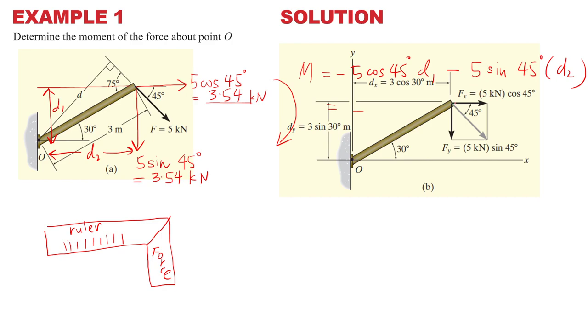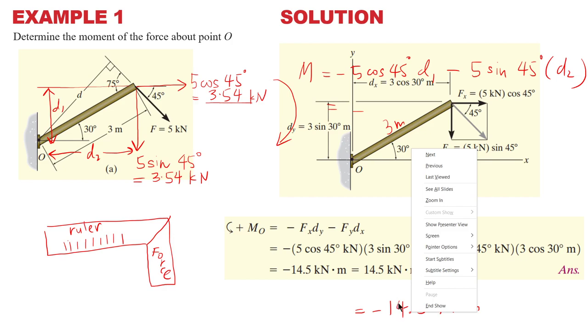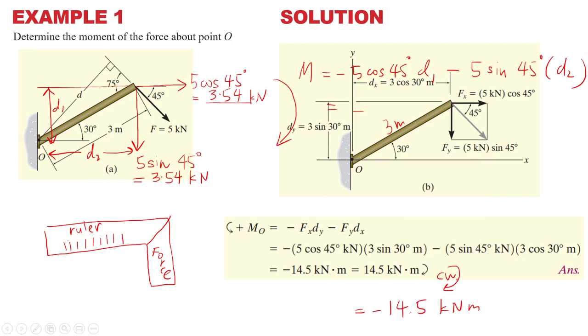Okay, I don't want you guys to get confused. 5 kilonewton cos 45. 5 kilonewton sine 45. Dx equals 3 cos 30 degrees. This distance is 3 meter. And then look, same. Negative. 5 cos 45. He likes to do it like this. It rotates like this. What is it called? Clockwise. Don't do this, put a negative. 14.5 kilonewton meter. This is our understanding. Put negative, better. Okay? So this is number one, the question that you should do.